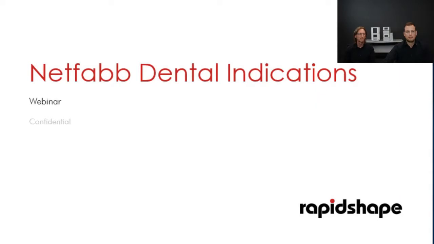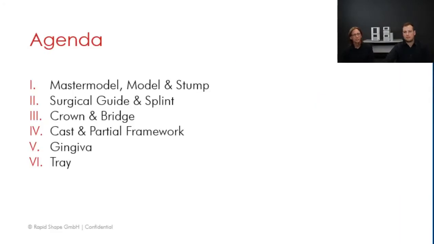So let's move forward, let's proceed, and we got the agenda here. Number 1 is the I.Mastermodel, model and stump. Number 2 would be surgical guide and splint. Number 3 is crown and bridge. Number 4 would be cast and partial framework. The 5th will be Gingiva workflow, followed by the last one, which would be the tray workflow.